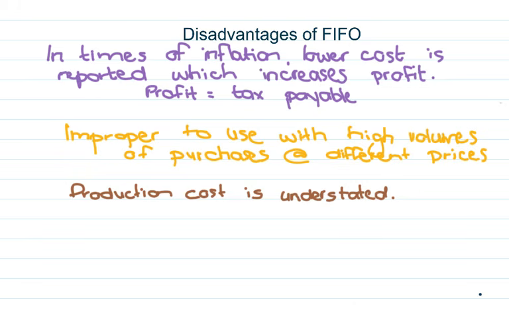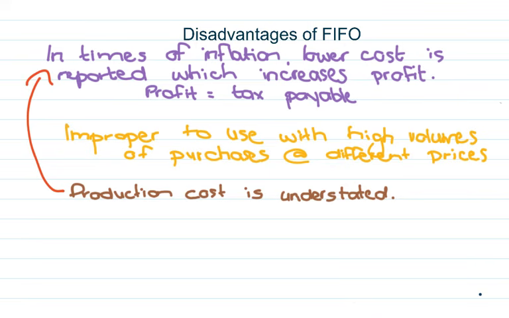Now, also a disadvantage, if you frequently buy new items, high volumes, and it's at different prices, then this method can get tricky. So it's not proper or the best to use with high volumes of purchases at different prices. And then this one goes hand in hand with that one, and I'm saying that my production cost can be understated because I'm using the lower cost prices. So it could be that my production cost is then understated.